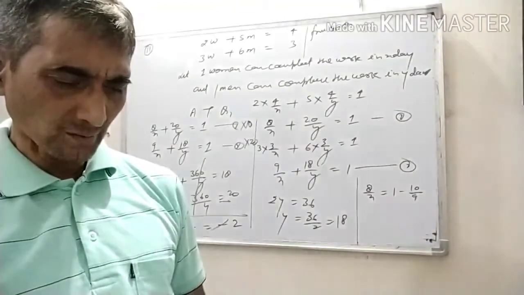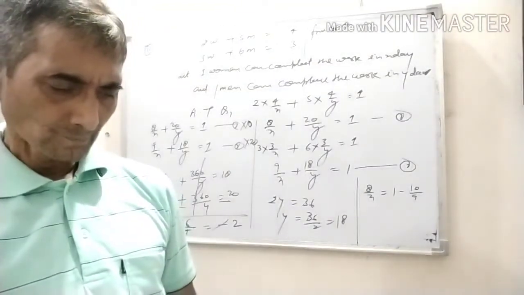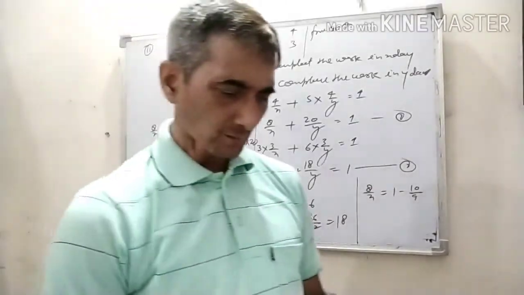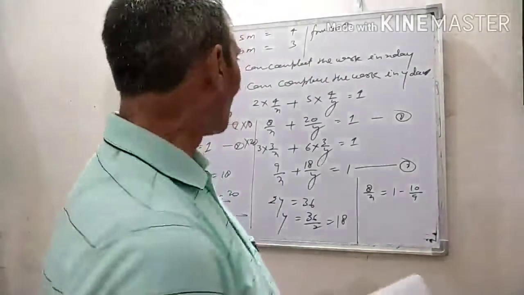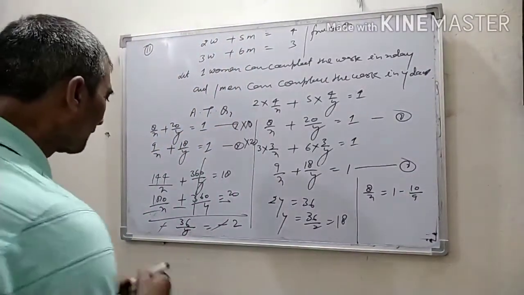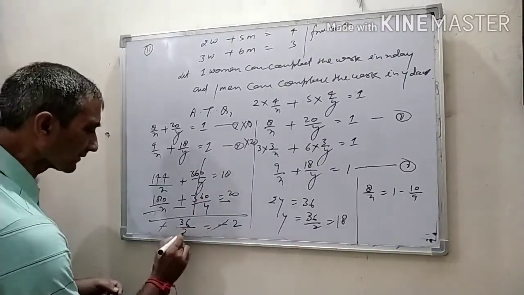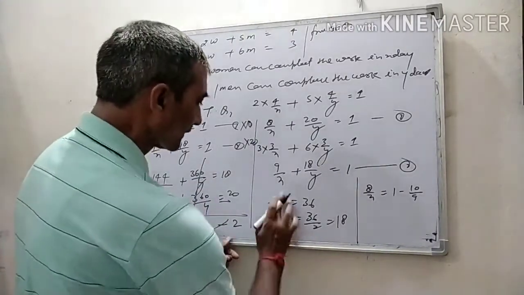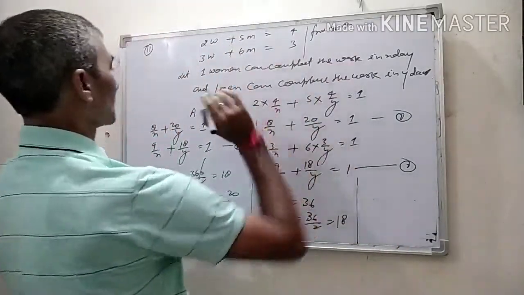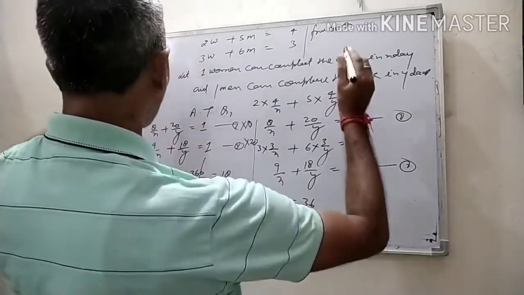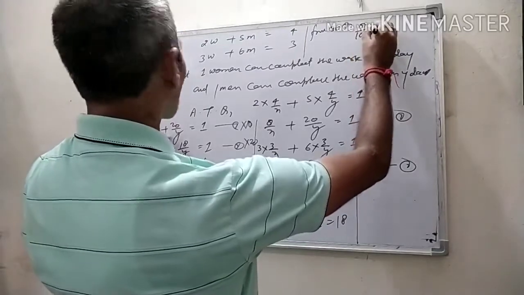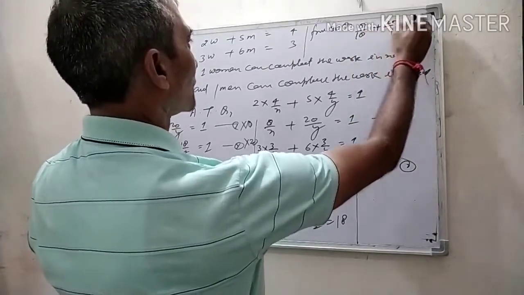And 36. One man can finish the whole work. One woman 18. Sorry, Y will be cancelled here. X. Okay, this is the value of x. Therefore, from 1, 8 by 18 plus 20 by y equal to 1.